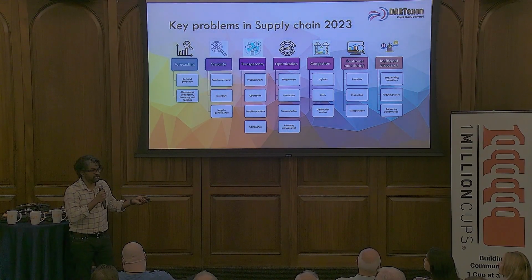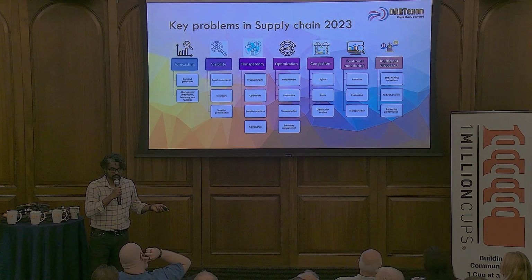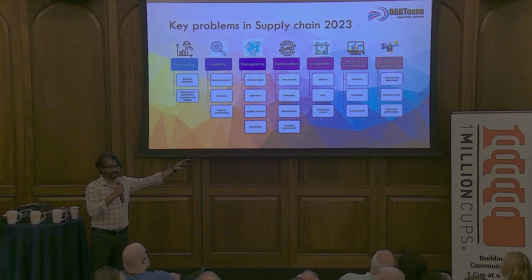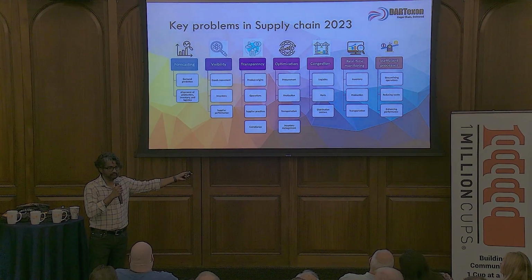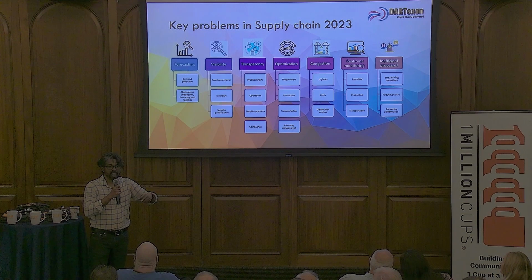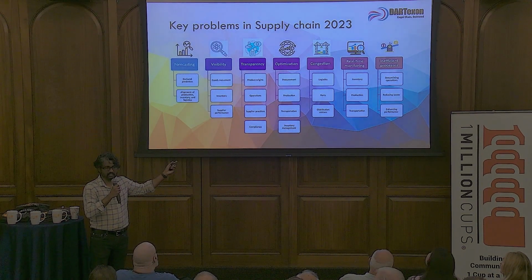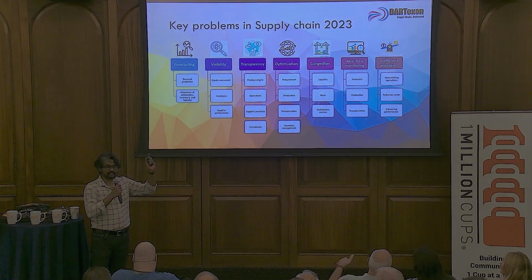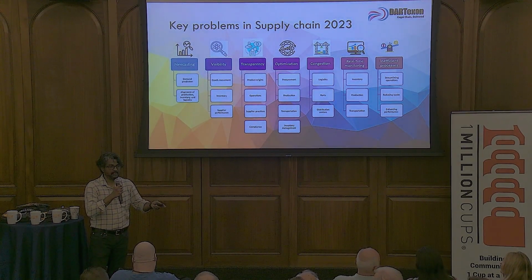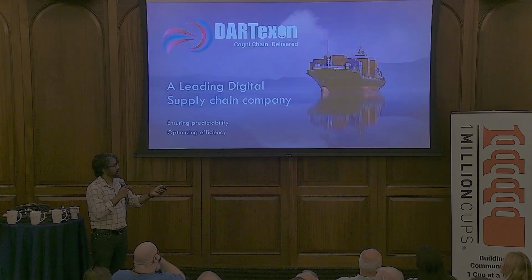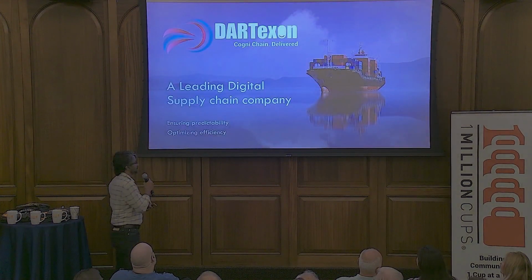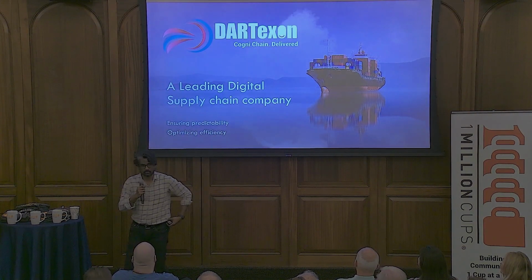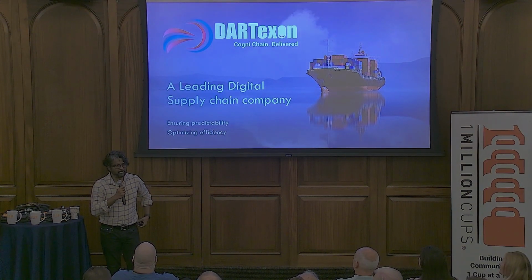Because supply chain is not new. Because trading is not new. Trading has been there for at least 4,000, 5,000, 10,000 years, right? This supply chain prevailed even during the Silk Route and Silk Trade period. But we are still having these problems even after thousands and thousands of years, right? So that's where we, Dartexon, a digital supply chain company, come in. We thrive in solving all these problems through digital solutions.